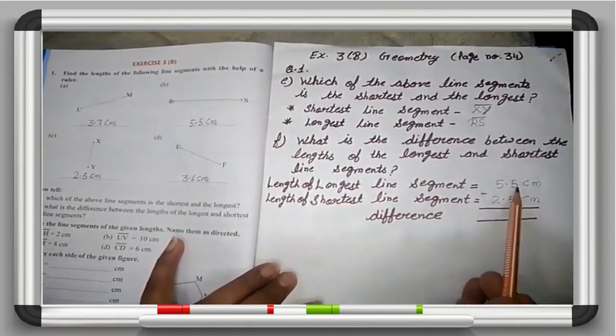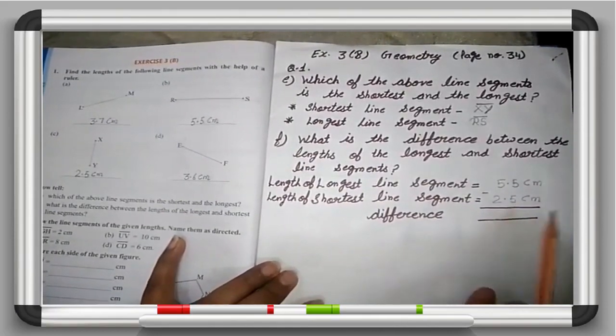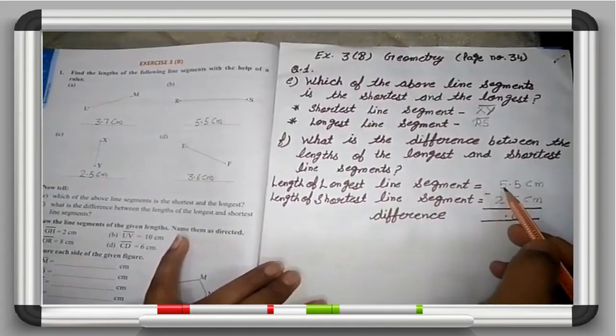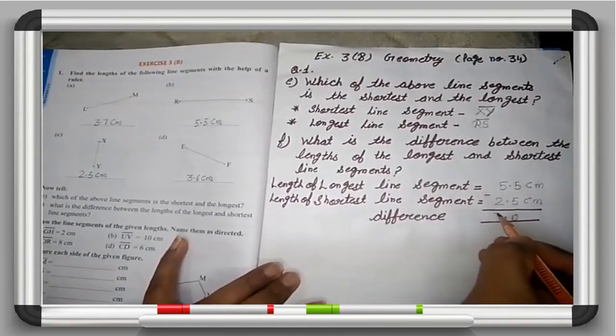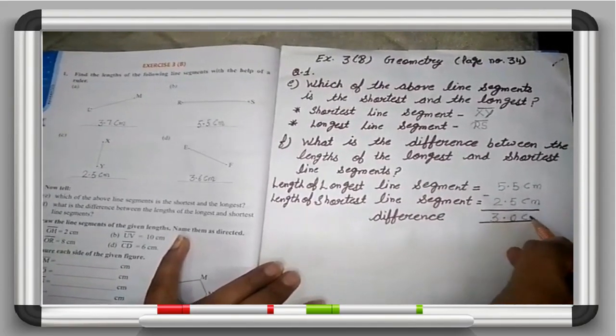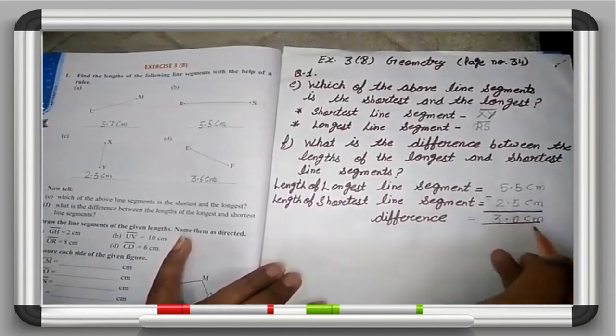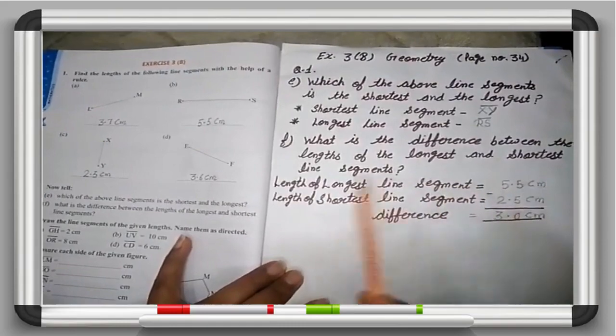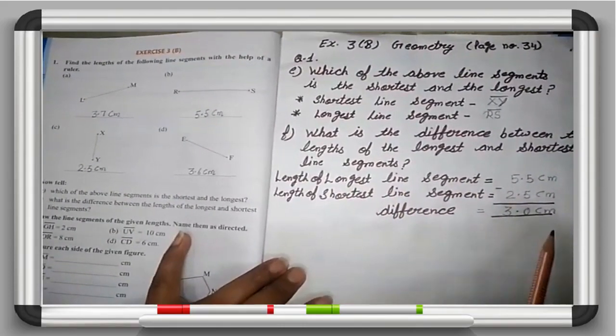So to find out the difference, we will subtract the given lengths. Okay, so here we will start from our right hand side. So 5 minus 5 is equal to 0. Then we will put a dot. Then 5 minus 2 is equal to 3. So what is the answer, beta? That is 3 centimeters. Okay, so the difference between the longest and shortest line segment is 3 centimeters.